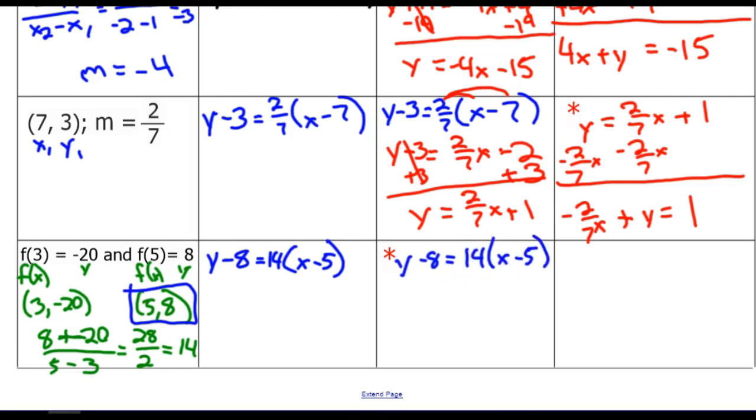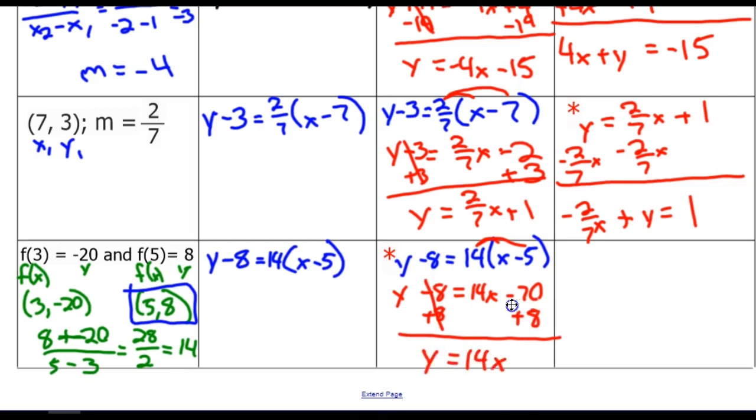We have to distribute the 14. So we get y minus 8 equals 14x. And 14 times 5 is 70, so a negative 70. Get y by itself, so add 8. So y equals 14x, negative 70 plus 8 gives us a negative 62.